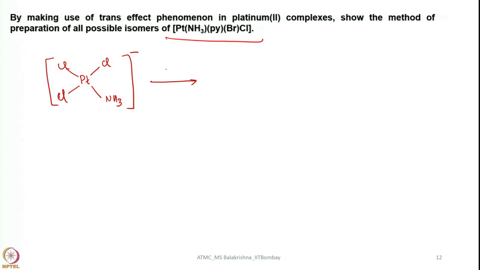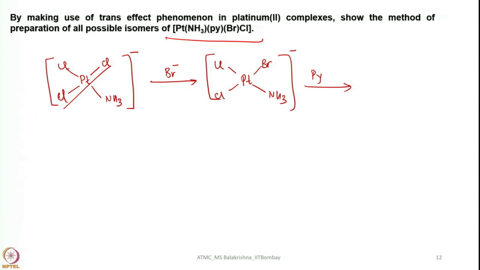Now, the bromide ligand is entering. Of course, here both of them have trans effect, so either we can use this one or this one, it does not matter. Let us put bromine here and then the other position does not change. Now, we put pyridine here. When you put pyridine, pyridine will come here. You get a neutral complex. So, this is one isomer.